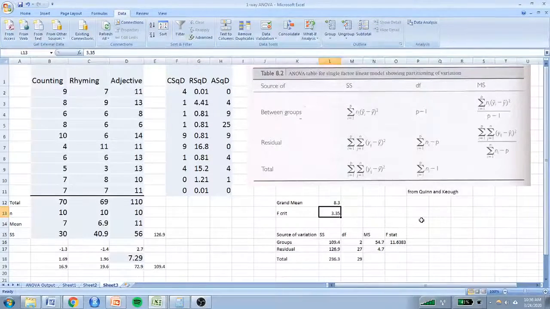So that tells us there is a difference among the groups with respect to how many words these folks can recall. Now, it doesn't tell you where those differences lie or how many there are. That is where post hoc testing comes in, which we will do next week.